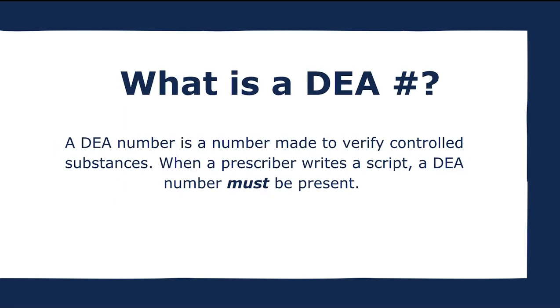So what is a DEA number? A DEA number is a number made to verify controlled substances. When a prescriber writes a script, a DEA number must be present.